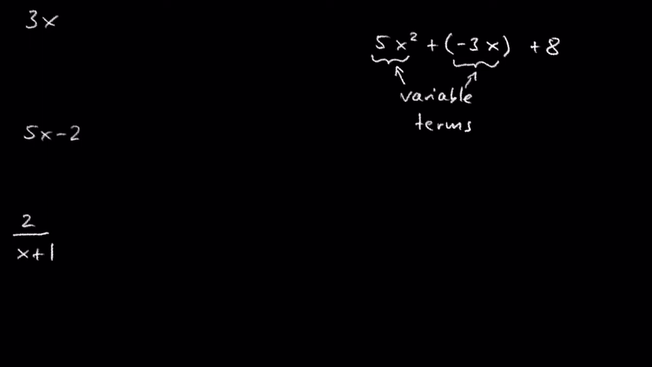Constants are just numbers which represent only themselves, like the number 8. And a coefficient is a number which is placed before the variable for multiplication with that same variable. For example, the 5 in front of x squared or the negative 3 in front of x.